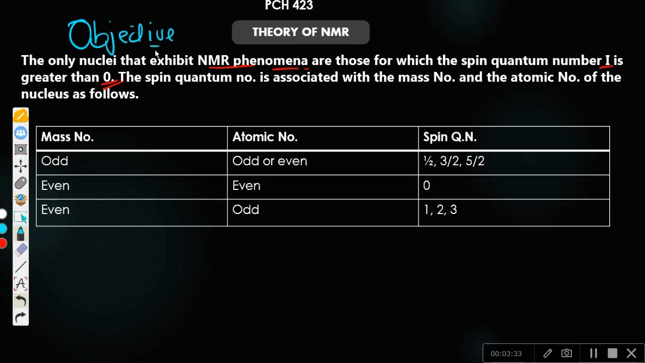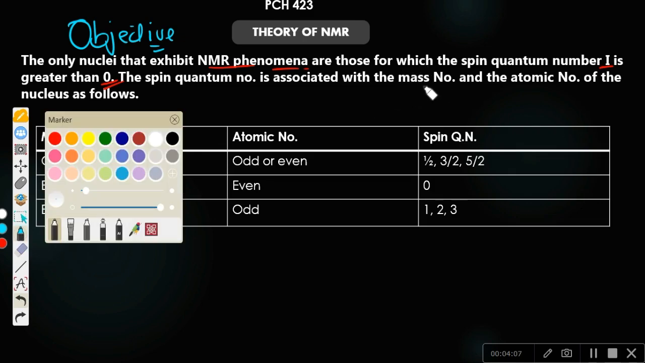In the objective. Not all nuclei have this NMR phenomenon, that means this nuclear spin we are talking about. Only nuclei for which the spin quantum number I is greater than 0. So any nucleus for which the spin quantum number is 0 will not exhibit the NMR phenomenon. Now, how do you determine the spin quantum number? Because most times it won't be given to you.